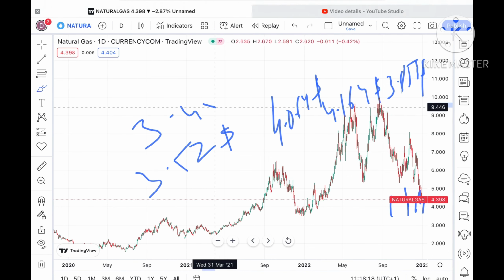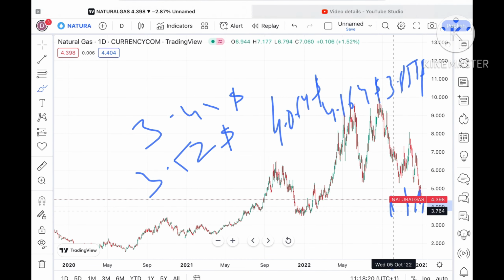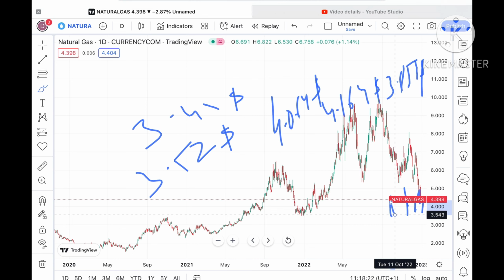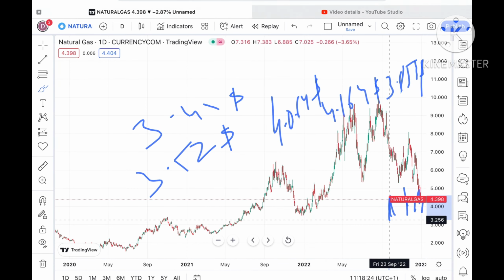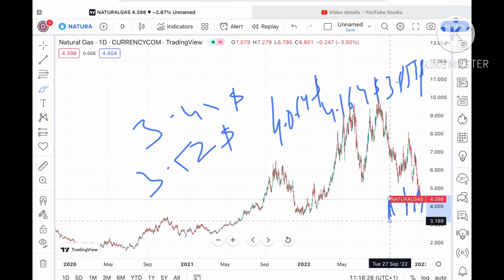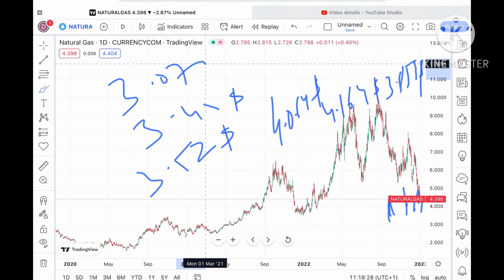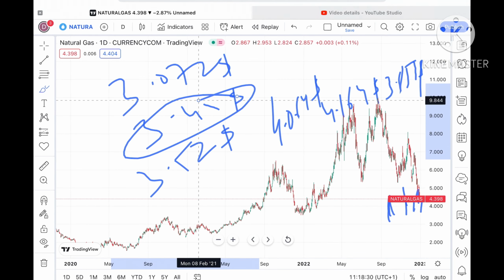So you have to keep this in mind. The overall trend is downside till the time, and these are a few of the supports which I have told you, that if these supports break downside, we can see it can come towards a level of $3.072 also, if the price falls below this particular level.